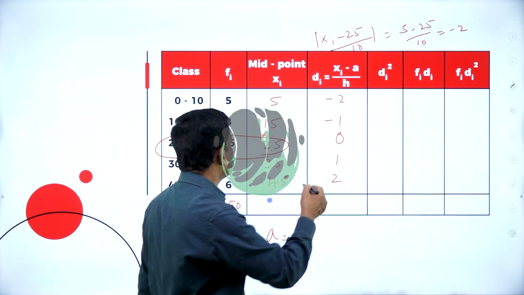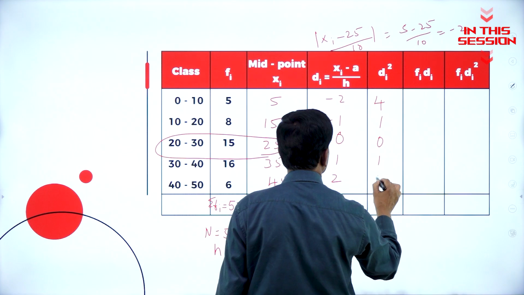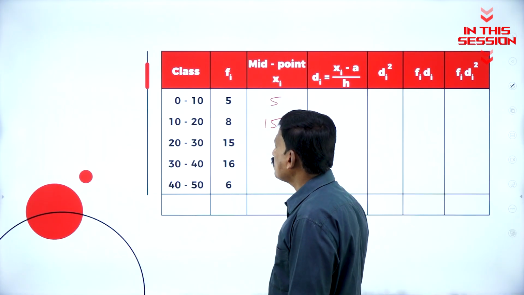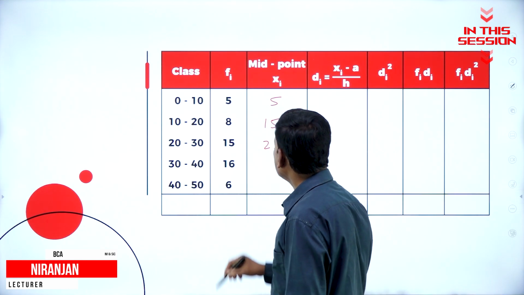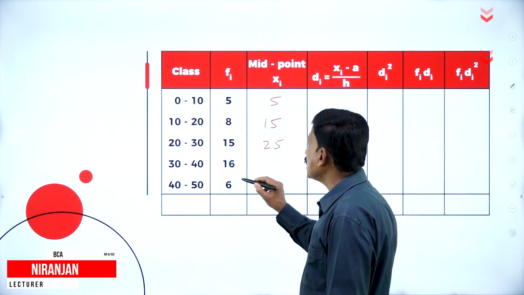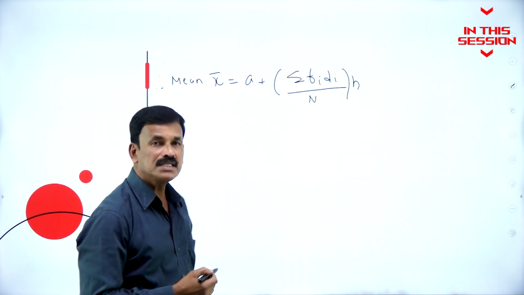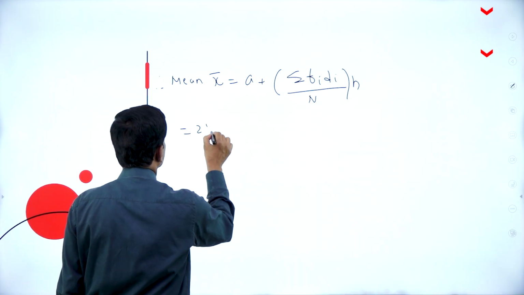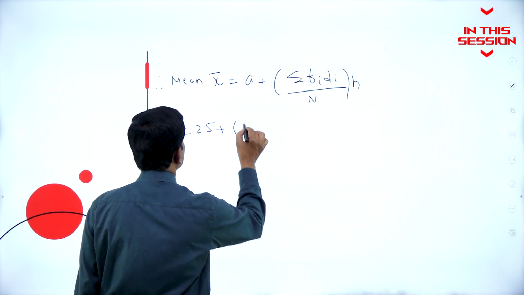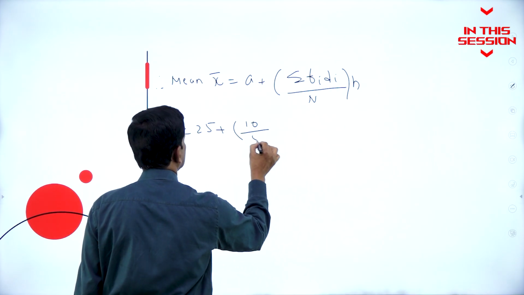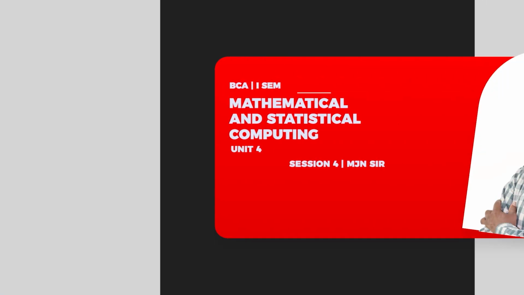Square this. If you square, minus 2 square is 4, 1 square is 1, 0 square is 0, 1 square is 1, 2 square is 4. 30 plus 20 is 50 by 2 is 25. Just add 10 to this. 25 plus 10 is 35 and 35 plus 10 is 45, right? What is A? A is the assumed mean. 25 plus sigma Fi di. Sigma Fi di is 10 divided by n. N is 50 into h, interval difference is 10.